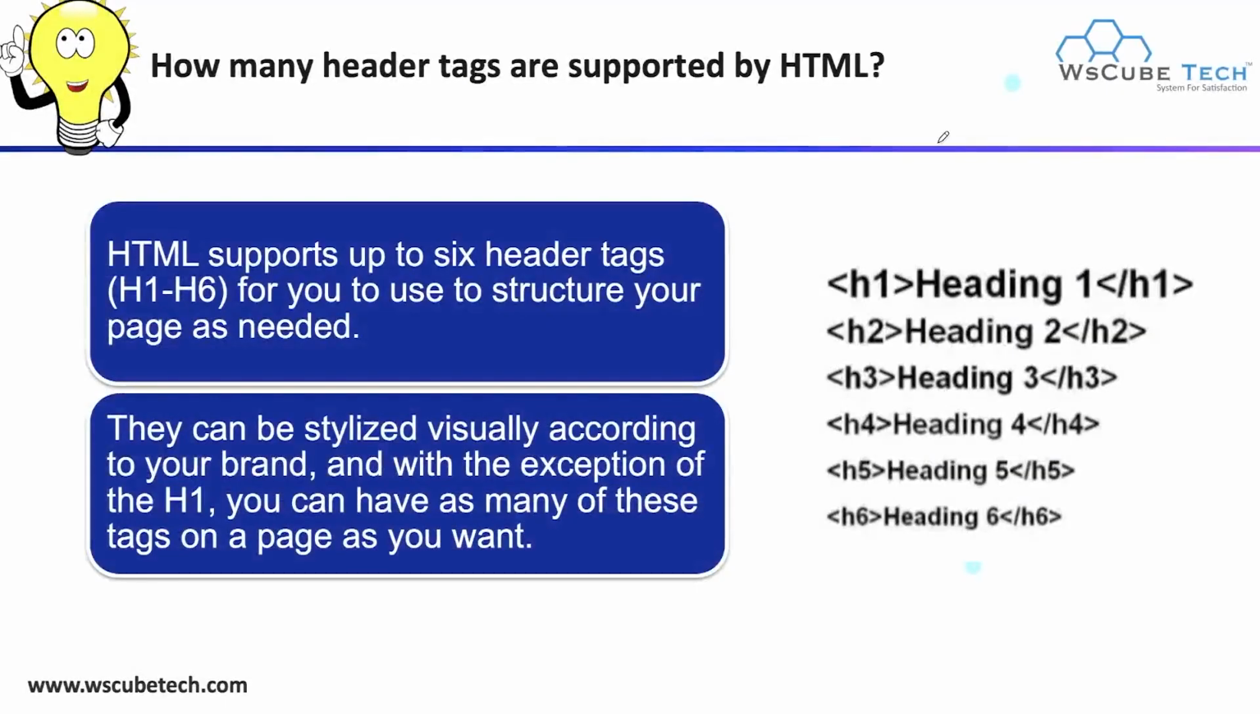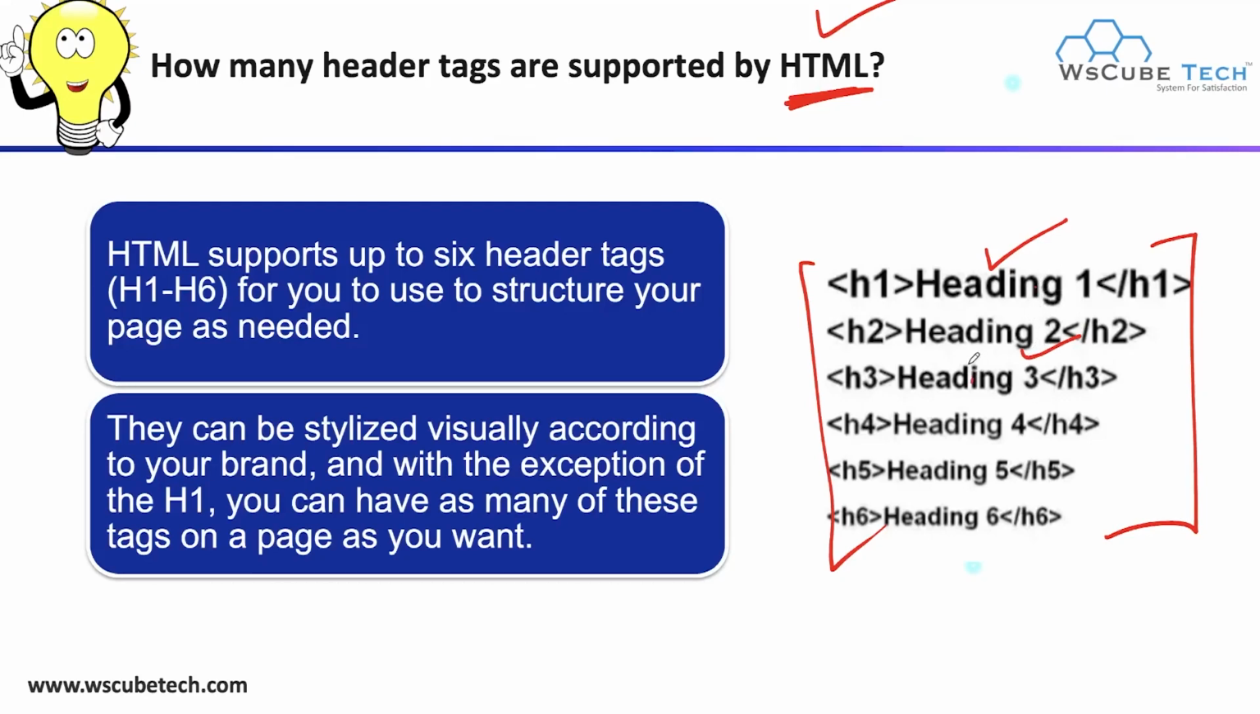Now, the question is, how many header tags are supported by HTML? HTML is a language which we can use for writing our web pages. In this particular language, we have 6 different types of header tags. Here you can see that this is the biggest heading. After that, you have the h2 tag, which is smaller than h1 or the subheading of your h1.